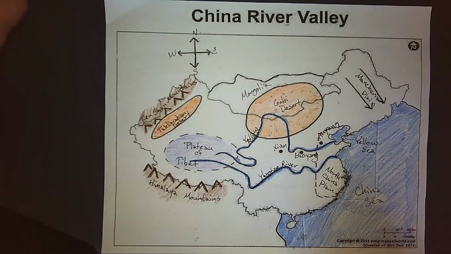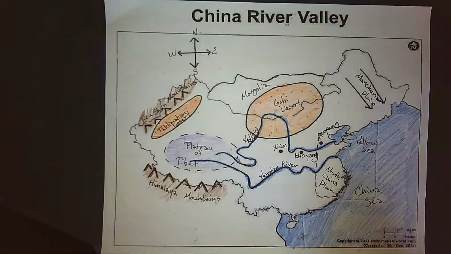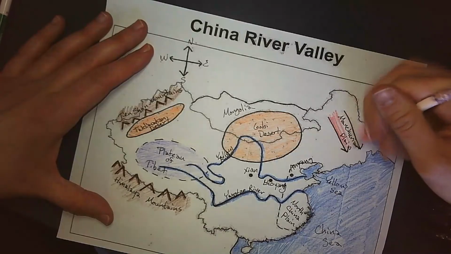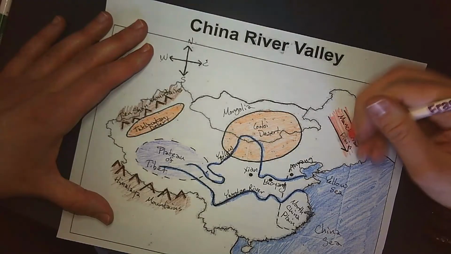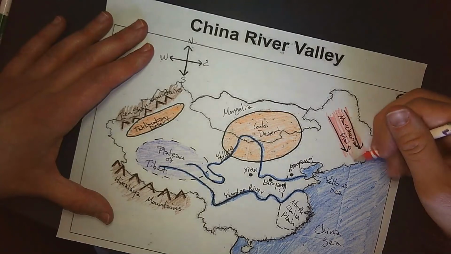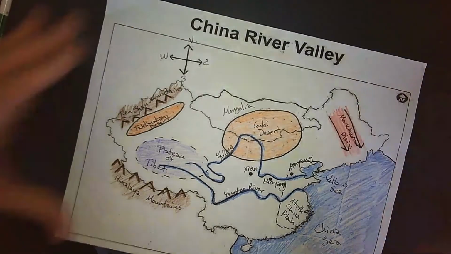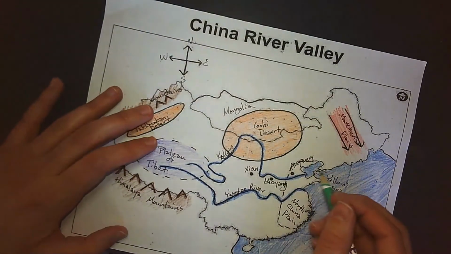Next we are going to take two different colors for our two different plains. So we're going to take red for our Manchurian Plain, which is right in through here, and we're going to color that in. And then we've got a green, which we're going to use for our North China Plain.